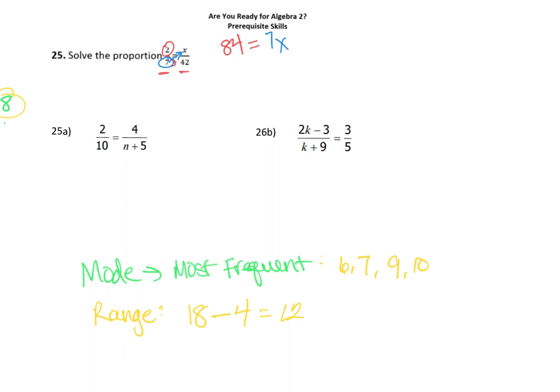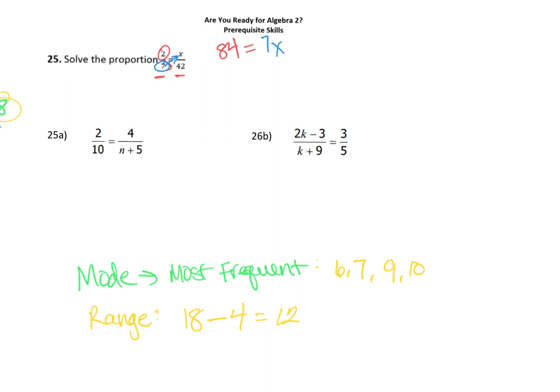Sometimes you're left with a pretty basic equation here. How do I get this x by itself? Well, I need to divide both sides by 7. 84 divided by 7 is 12, I believe. I sure hope so. But it is. Okay, that one was pretty simple.